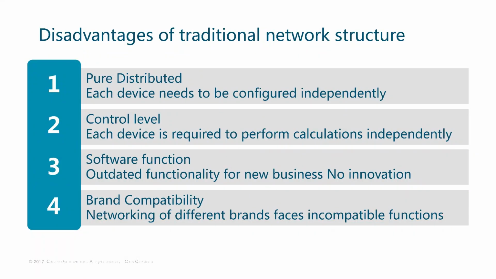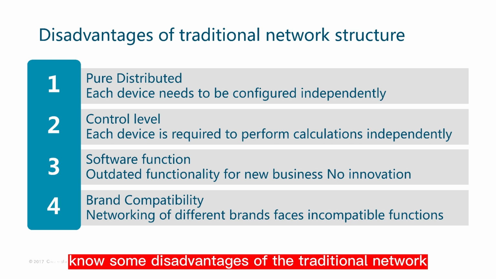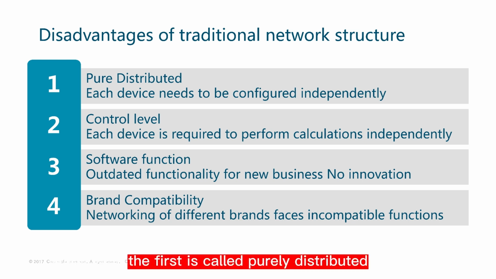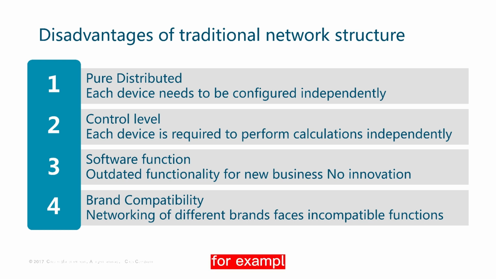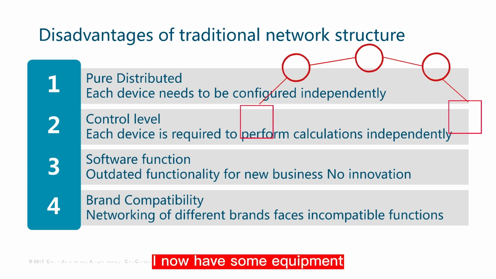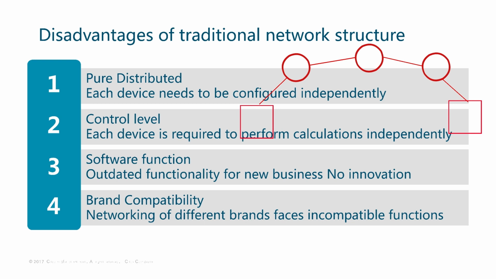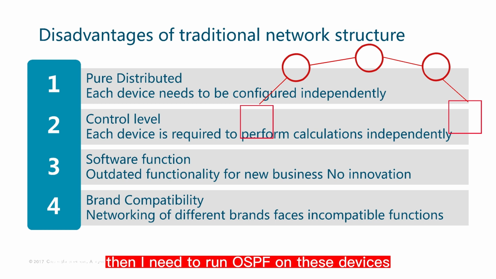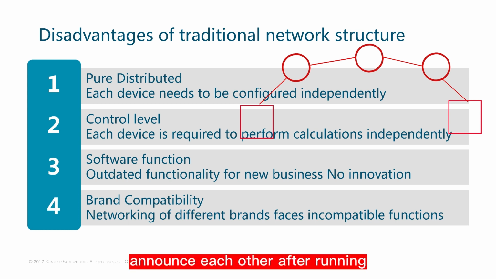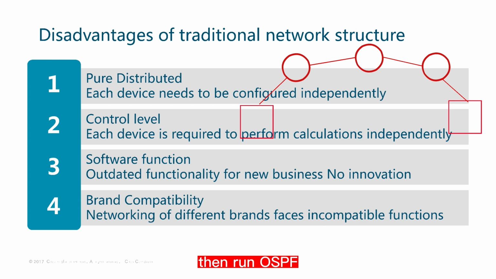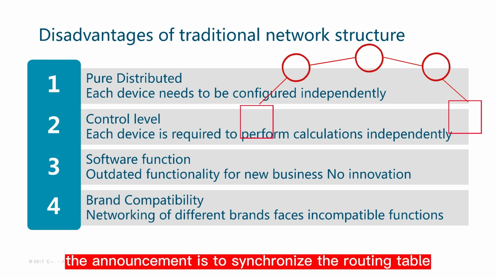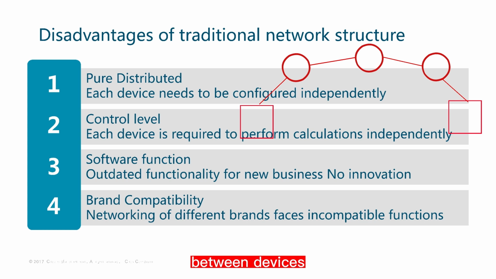First of all, we need to know some disadvantages of the traditional network. The first is called purely distributed. Pure distribution is, for example, I now have some equipment and I want two terminals to be interconnected. Then I need to run OSPF on these devices and announce to each other after running. I need to configure the interface address, modify the device name, and then run OSPF. The announcement is to synchronize the routing table between devices.